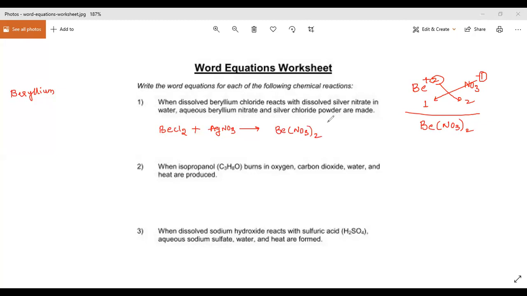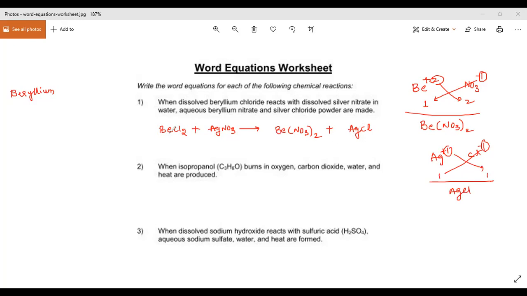Good. Next, silver chloride. AgCl. Now you have to balance this. Silver will show +1 only, and chlorine will show -1. So when you do the cross now, the same will come, right? So silver chloride is AgCl only.